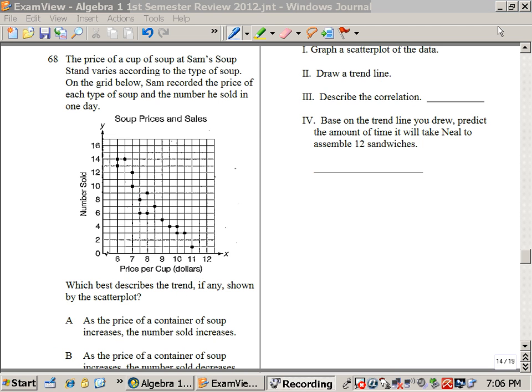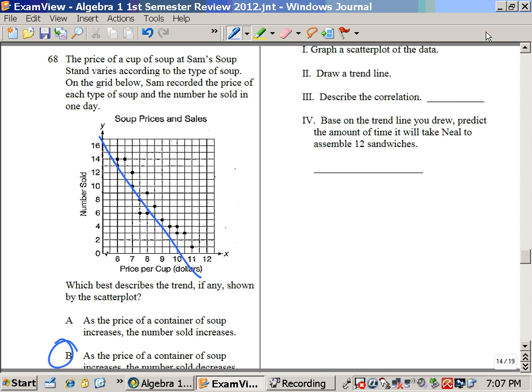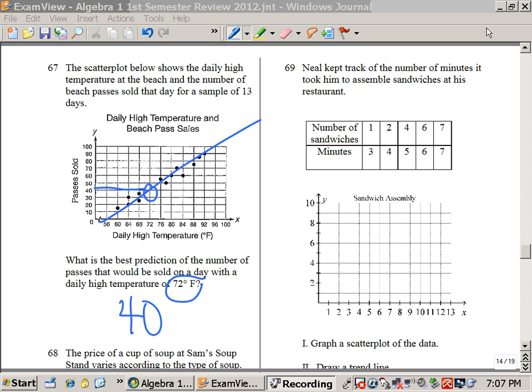Number 68. On 68, we are asked to tell what describes the trend in the scatter plot. Trend is kind of like a trend line, and this one is going down. Oh, that was a terrible trend line. Pretty good. Anyway, I can tell that it's going down, and as the price of the soup is increasing, the number sold is decreasing. So if you raise the price, fewer people are purchasing it. That would be B.